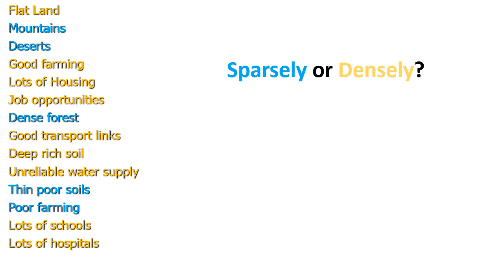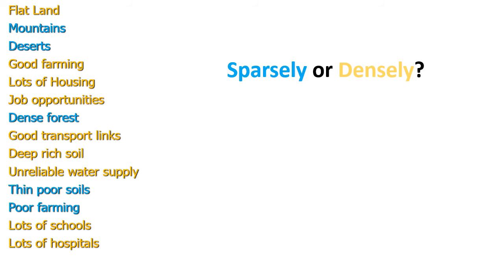Unreliable water supply. Of course, you need water to survive. If there's an unreliable water supply, not many people are going to live there, so it'll be sparsely populated. Thin, poor soils. The same as with deep, rich soil. If your soils are very poor, then you can't grow crops. People won't live there. Poor farming is linked to those thin, poor soils, isn't it? Again, if you haven't got much ability to grow crops, you're not going to live there, so it'll be sparsely populated.